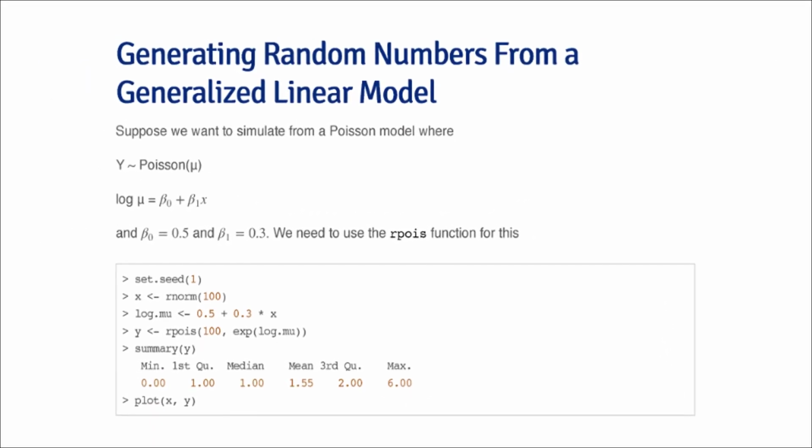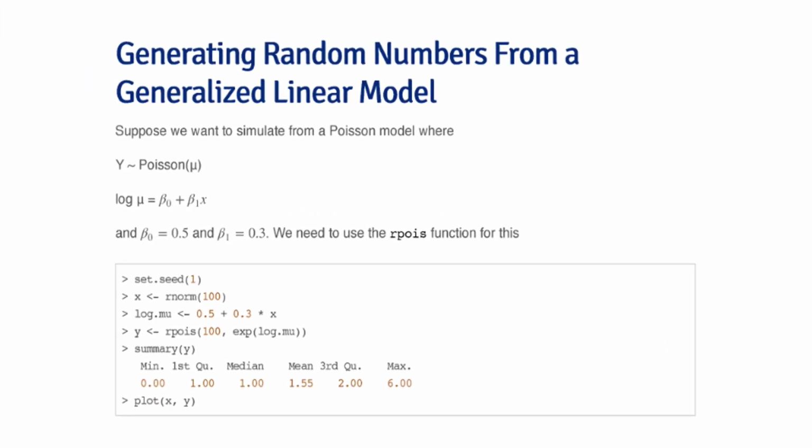Now suppose you want to simulate from a slightly more complicated model, a generalized linear model, perhaps with a Poisson distribution. For example, you might want to simulate some outcome data that are count variables instead of continuous variables. So we have to use a slightly more complicated approach to do this in particular, because the error distribution is not going to be normal, it's going to be a Poisson distribution.